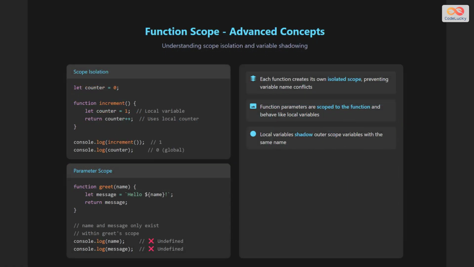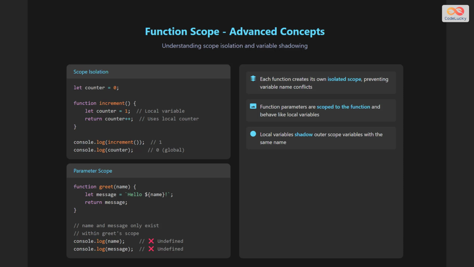Let's dive deeper into function scope. Each function creates its own isolated scope, preventing variable name conflicts. In this example, we see two variables with the same name counter. One is a global variable, initialized to 0, and the other is declared inside the function increment, initialized to 1. When increment function is invoked, the local variable counter is used. And it does not affect the global counter variable.